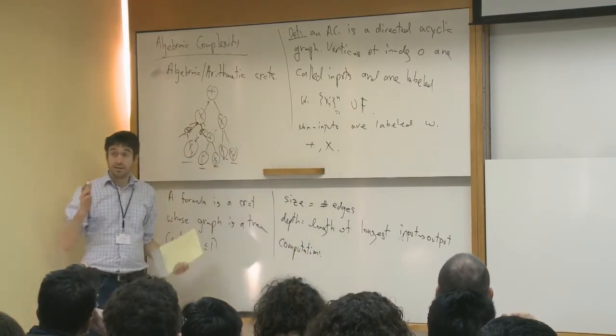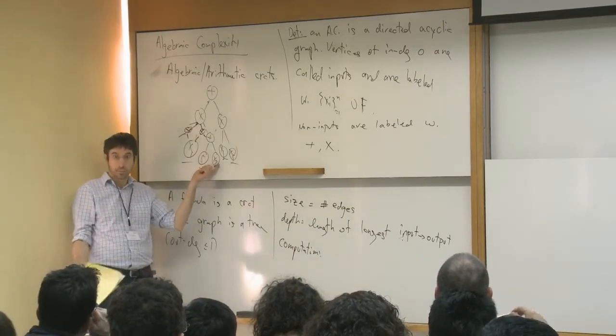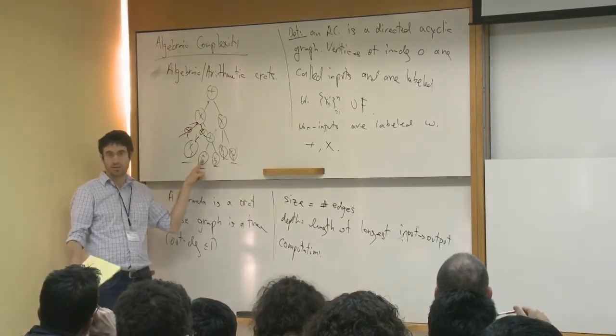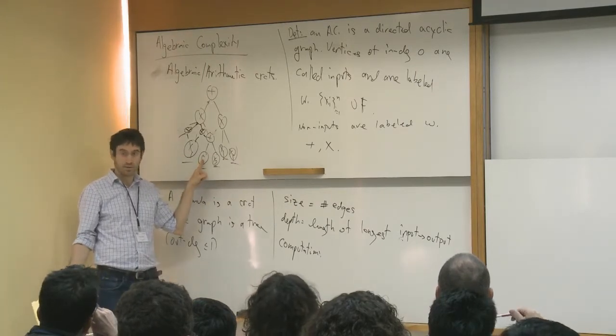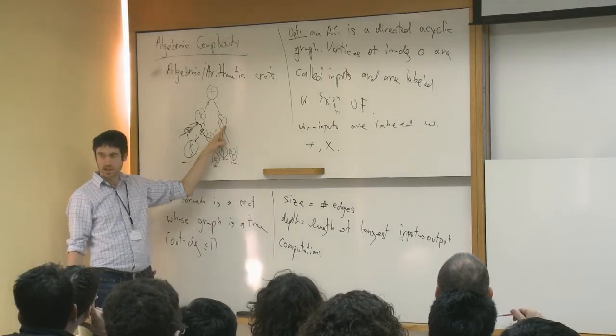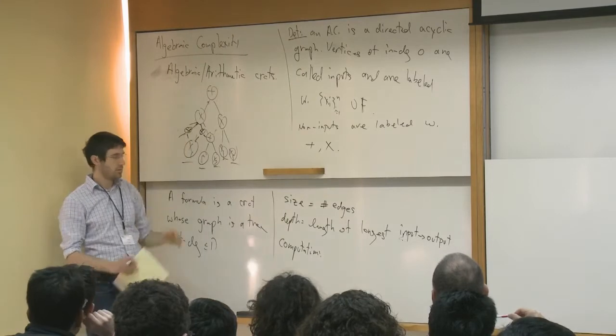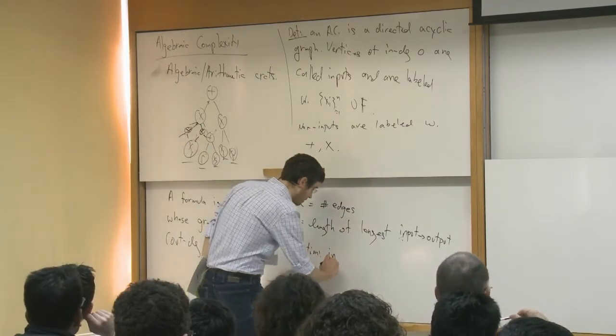So the computation is done in the natural way. What do I mean by that? A variable computes the polynomial. That is, this is the polynomial that is the constant function 5, and that's the polynomial x5. Then at the multiplication gate, you just multiply the two polynomials at your children, etc. So, in the natural way.